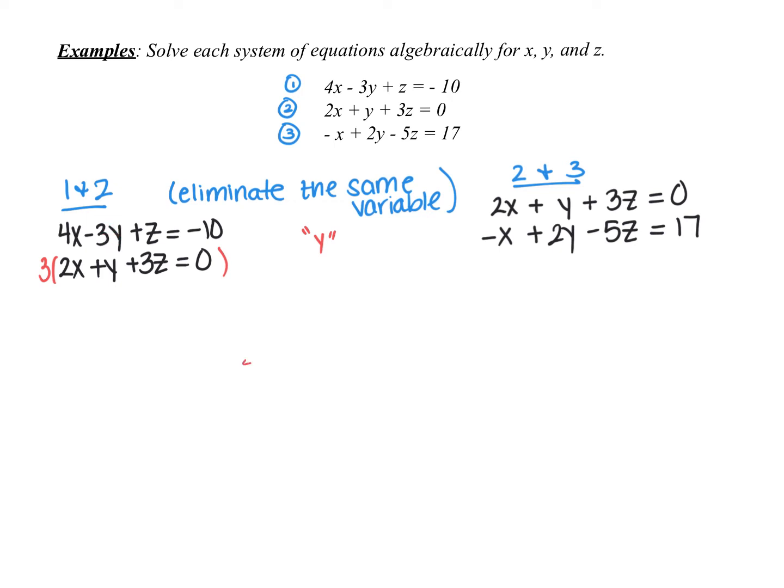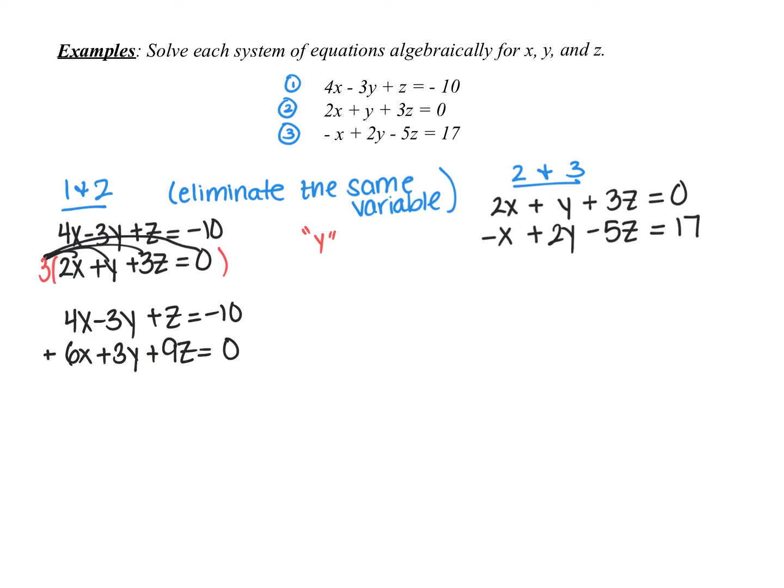So I'm going to first rewrite the top equation. So I have 4x minus 3y plus z equals negative 10. And now underneath it, I am going to multiply this 3 in. So 3 times 2x is 6x. 3 times y is 3y. And 3 times 3z is 9z. And don't forget, 3 times 0 is 0.